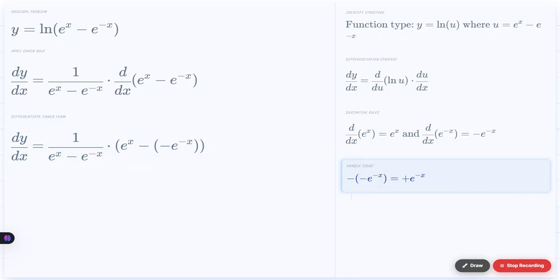We handle the signs by changing minus negative e to the power of negative x into plus e to the power of negative x. We do this to make the expression easier to read. Negative times negative makes positive.